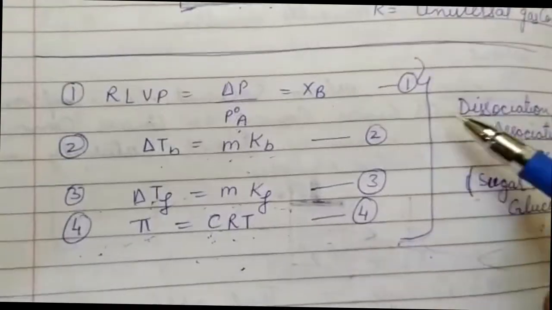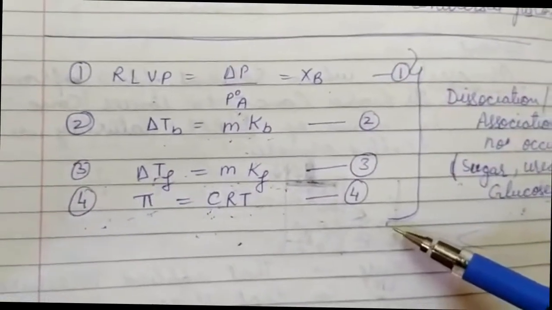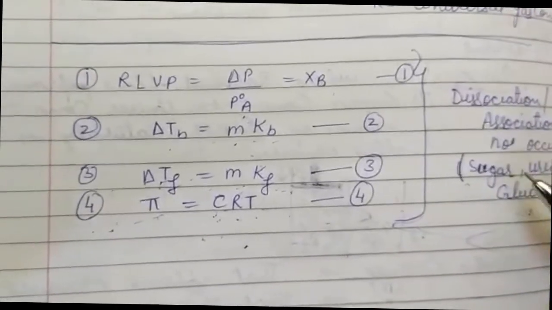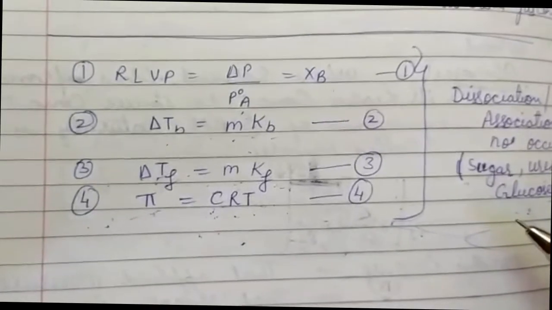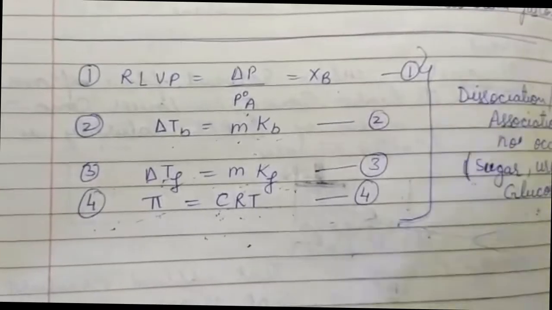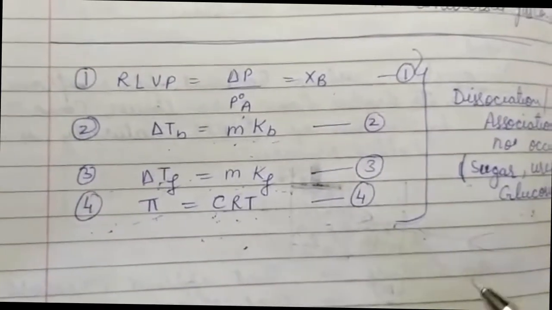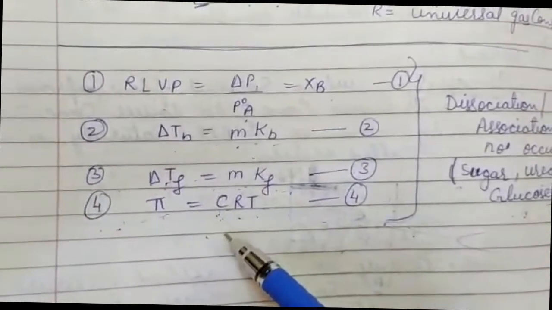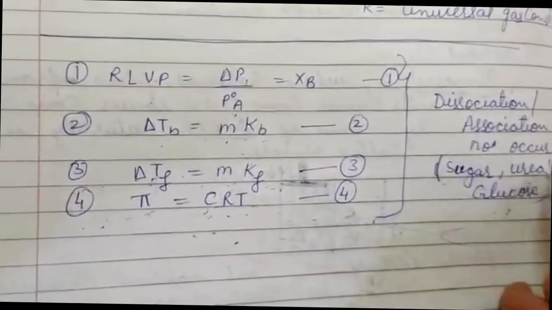These colligative property formulas can be used for those types of solute which do not undergo association or dissociation after dissolving in solvent. Means if the solute does not dissociate into smaller particles, or associate to form a bigger particle, then for that type of solute we can use all the 4 colligative properties formulas. Like sugar, urea, glucose.